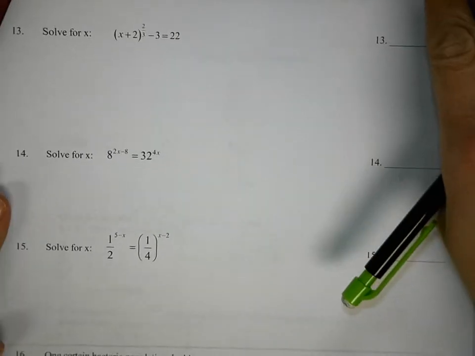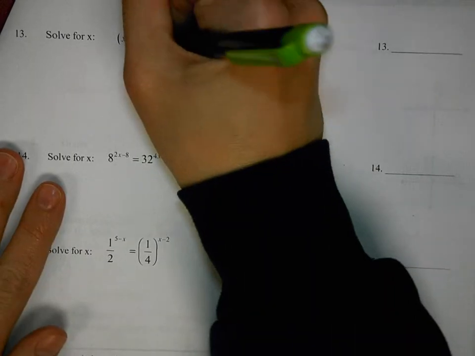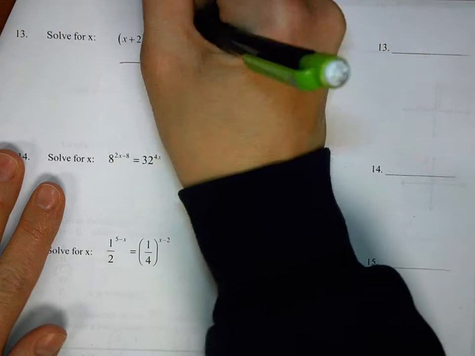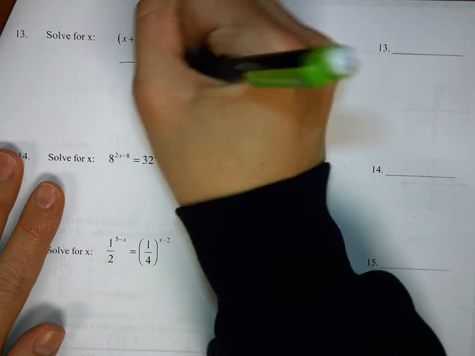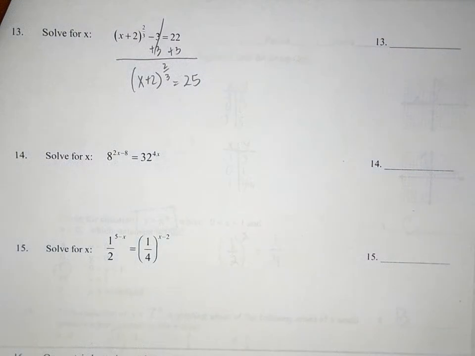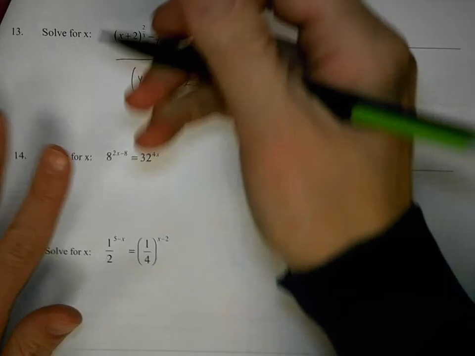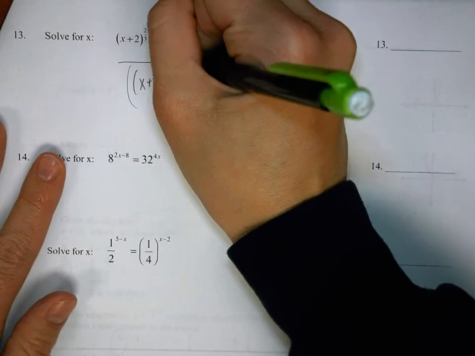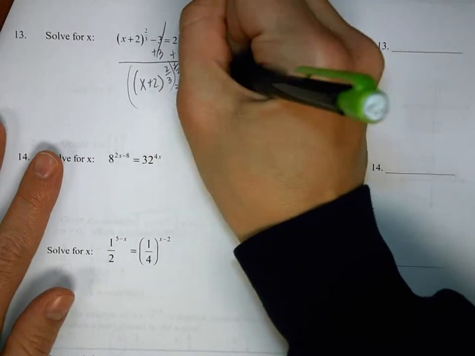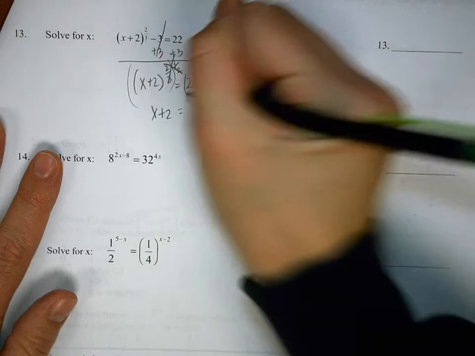All right, number 13. What will I need to do first in order to solve for x? Good. Add 3 to both sides. X plus 2 to the 2/3 power equals 25. Okay, then how do I get rid of that 2/3 power? Raise it to the reciprocal power, which ends up being 3/2. So those cancel out. I have x plus 2.